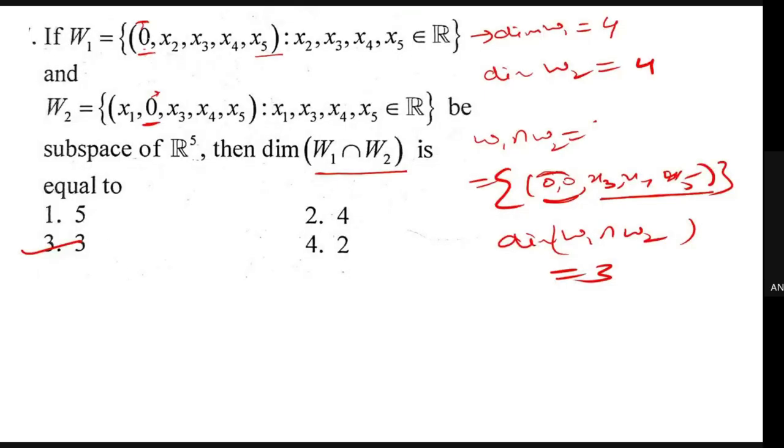Ma'am? Yes. In some previous question, you discussed an equation to find this, right? Yes. So can you use that here? Okay, what we have given here is not in the form of a generating set. When you have this type of conditions, you can easily find out the W1 plus W2 dimension.